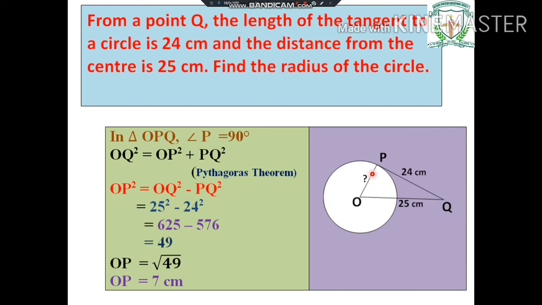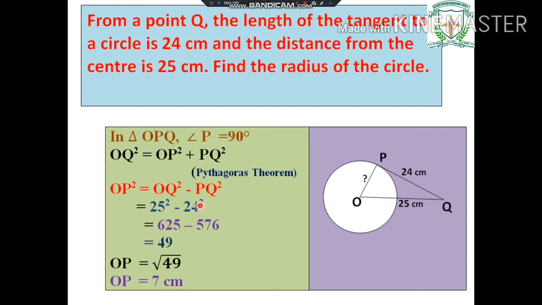So OP square is equal to OQ square minus PQ square. When you turn the equation, OP square plus PQ square is equal to OQ square, so take PQ square to the right hand side, and that becomes minus. After conversion, substitute the values. That is OP square is equal to OQ, here OQ is 25, 25 square minus PQ. What is the value of PQ? PQ is 24, 24 square.